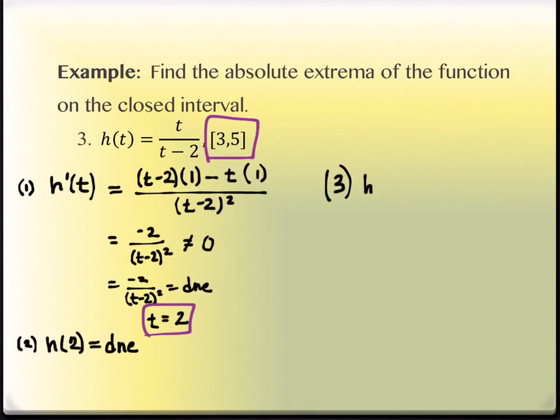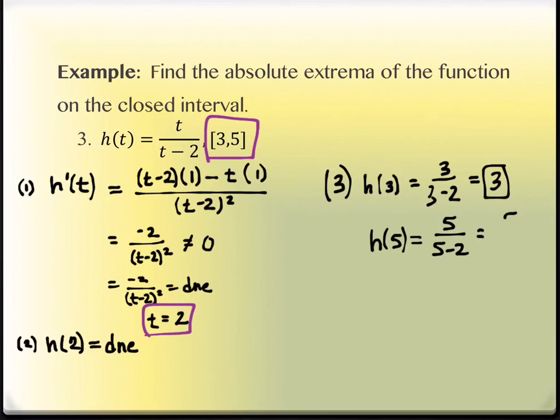So we're going to evaluate these at the endpoints, which is h of 3, and then we'll do h of 5 in a moment. So if we put in 3 into the function h of t, what do we get? Yeah, 3 over 3 minus 2, which is 3, right? And if I plug in 5, what do I get? 5 over 5 minus 2, which is 5/3.